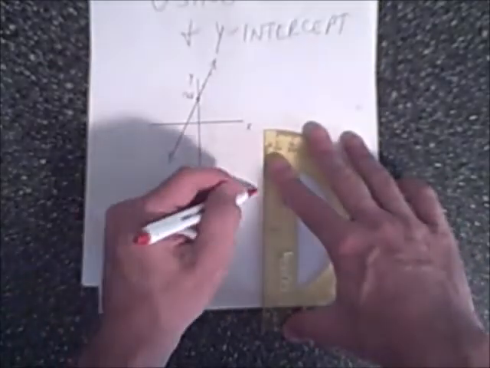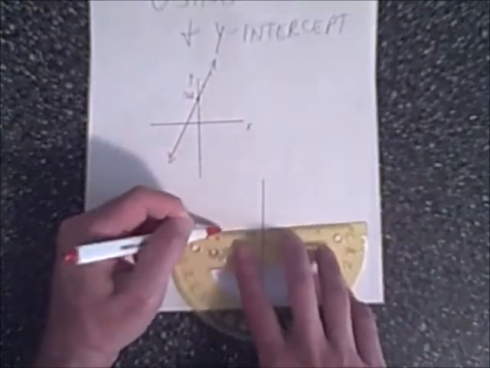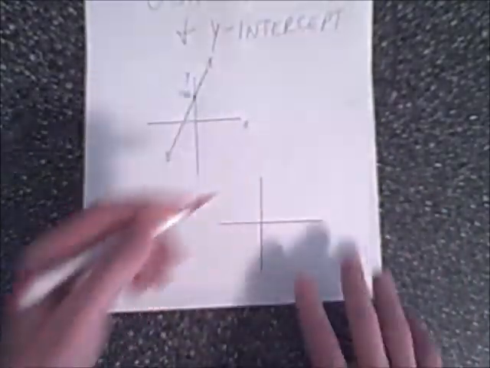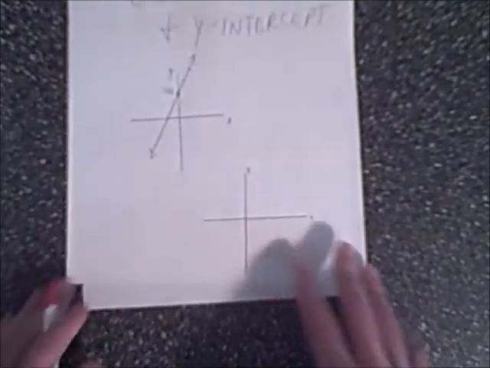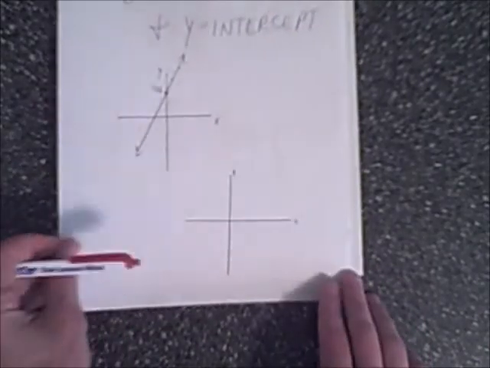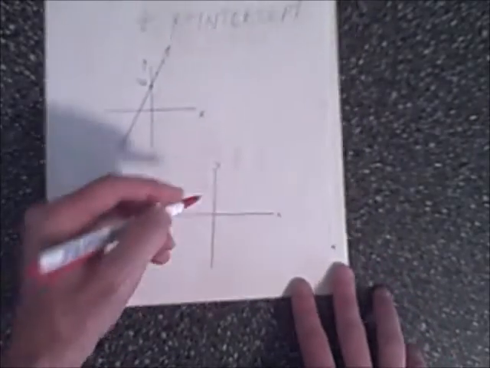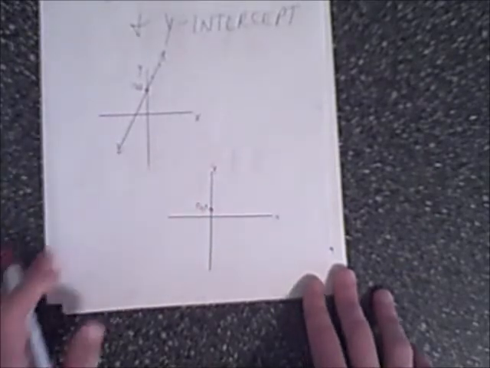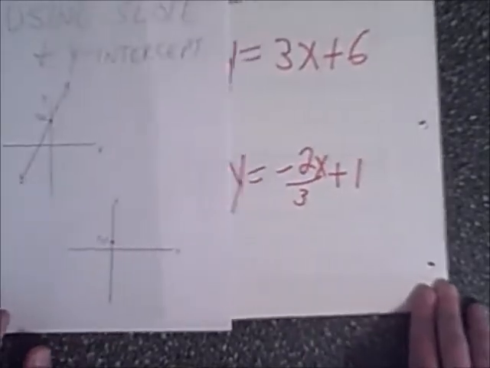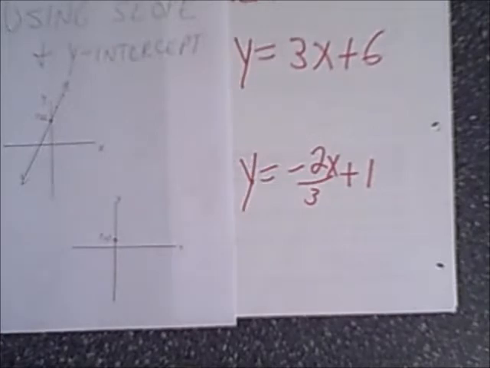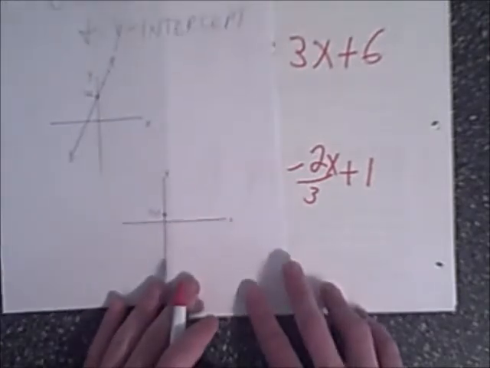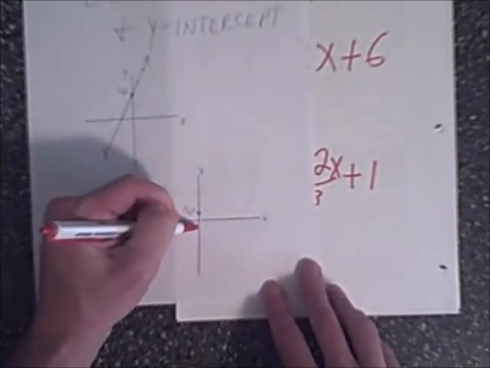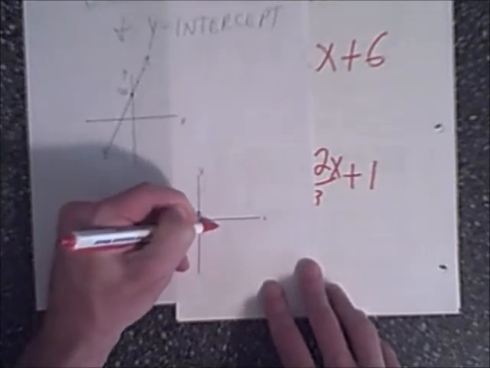Okay, so again, you start with your coordinate plane and label it x, y. Okay, and negative 2/3 x plus 1. So we will start with 1. This is our intercept, 0, 1. Okay, and notice the slope is negative 2/3 x. So the rise is negative 2. So down 2, and the run is over 3.